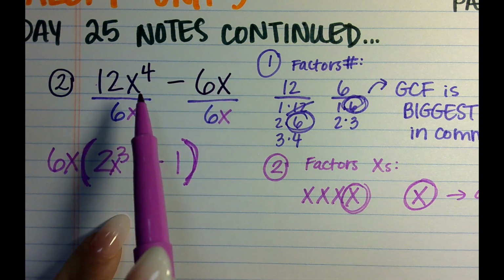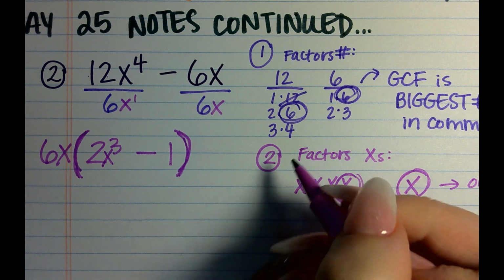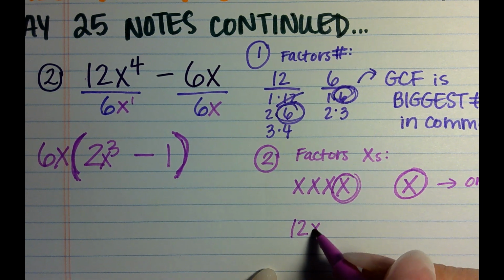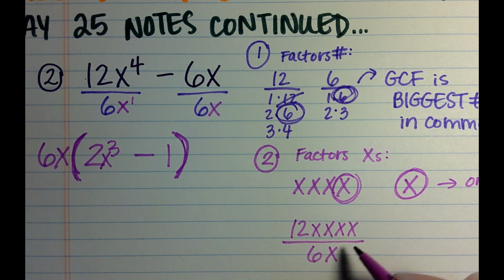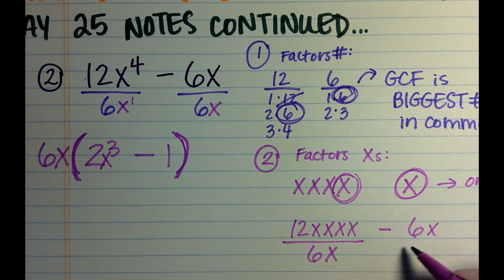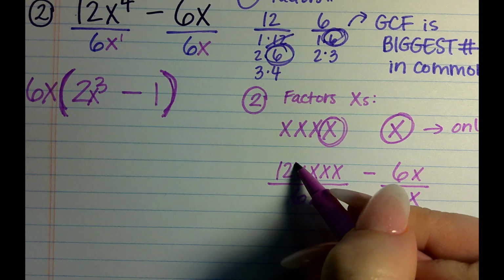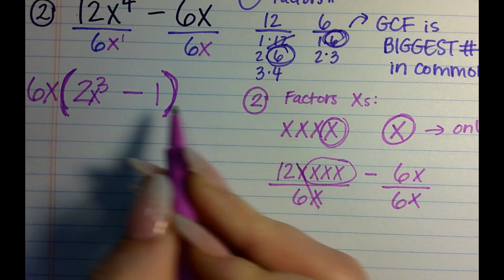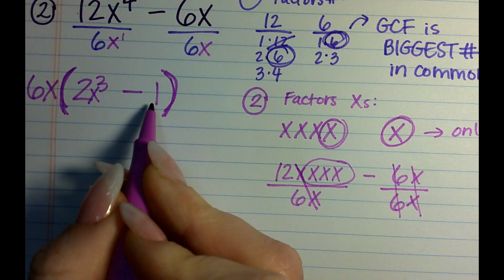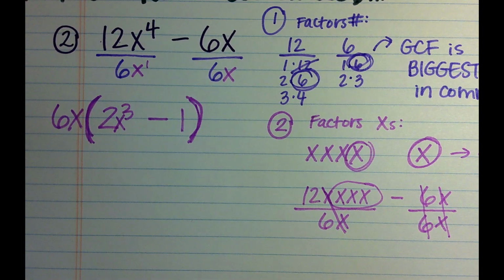Okay, so again, if we wanted to, we could think of it like this. I'm taking 12x to the 4th divided by 6x minus 6x divided by 6x. Just another way to write it out. If we wanted to, we could cross off the x's in common. You'll see we have 3 x's left. That's where the 3 came from in our answer. My 6 and my x cancel to 1. And then 12 divided by 6 is 2. Is it starting to come together in our brains a little?